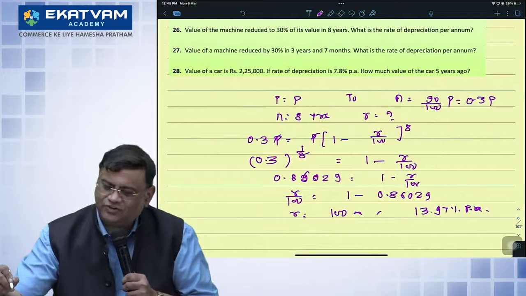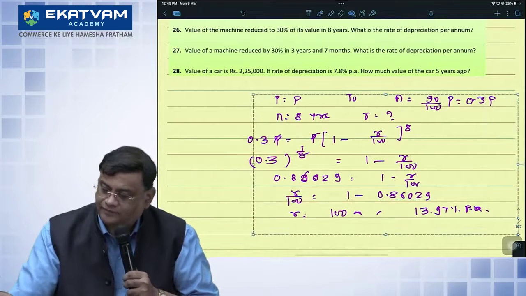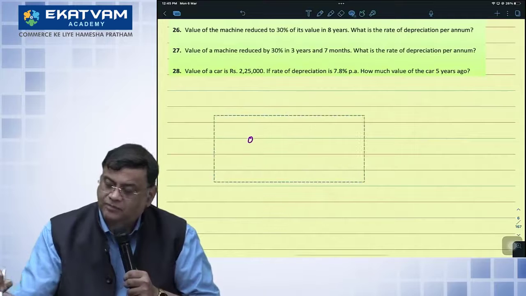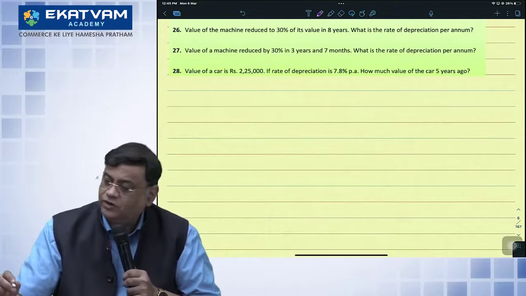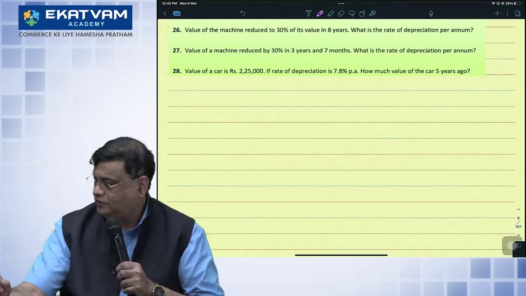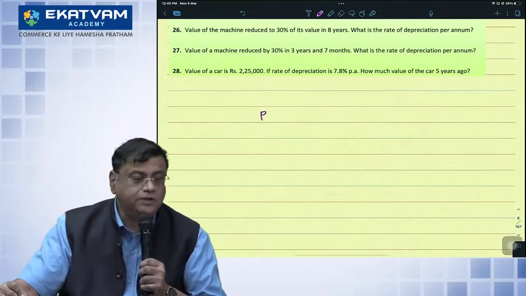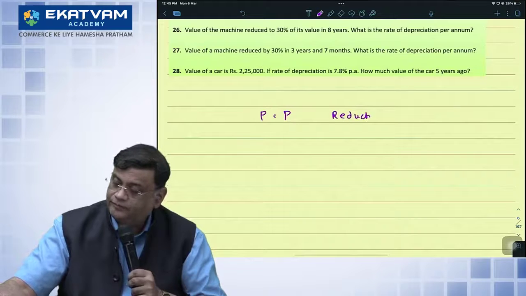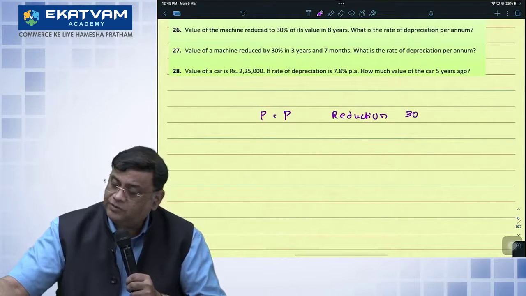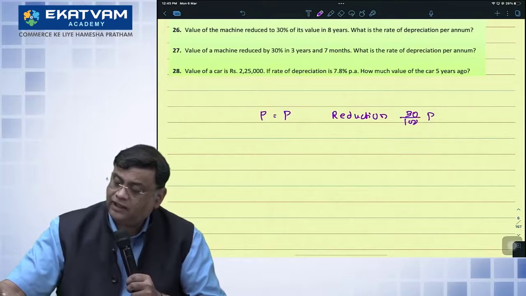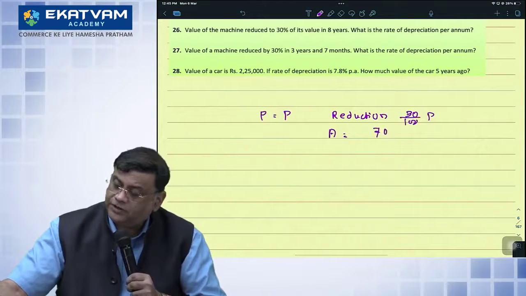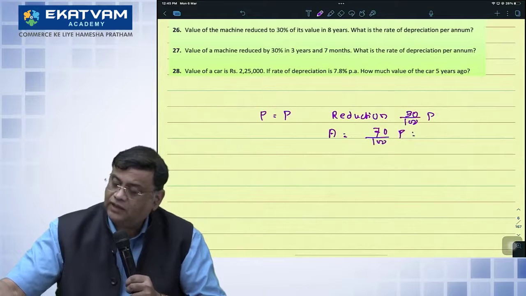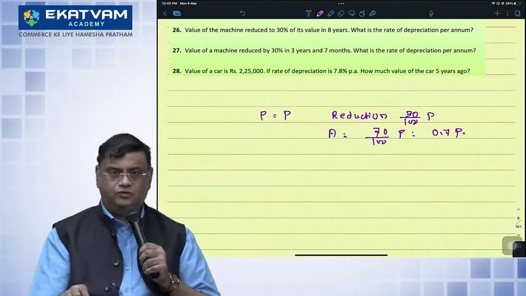Do the 27th question. Value of the machine reduced by 30%. So what does that mean? P is P. Now reduction is 30% of P. And therefore A will be 70% of P, and therefore A is 0.7 P. The rest of the procedure is the same. Do it. Leave it to you to try.